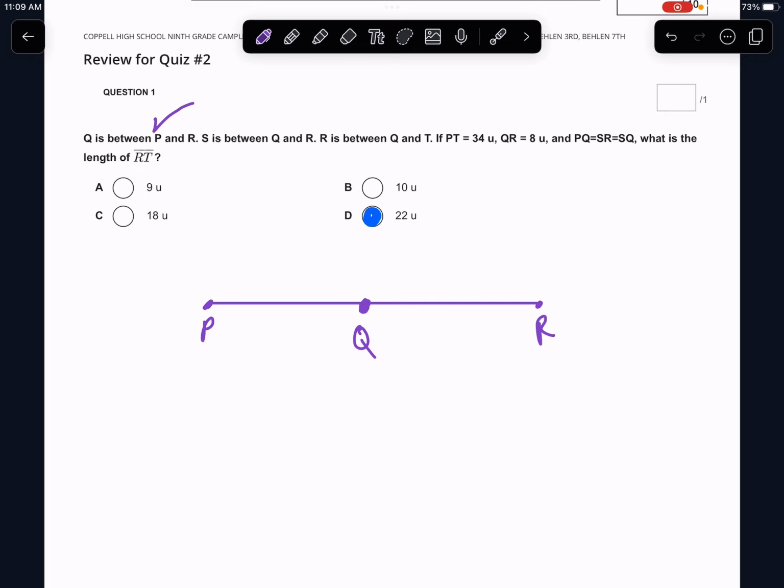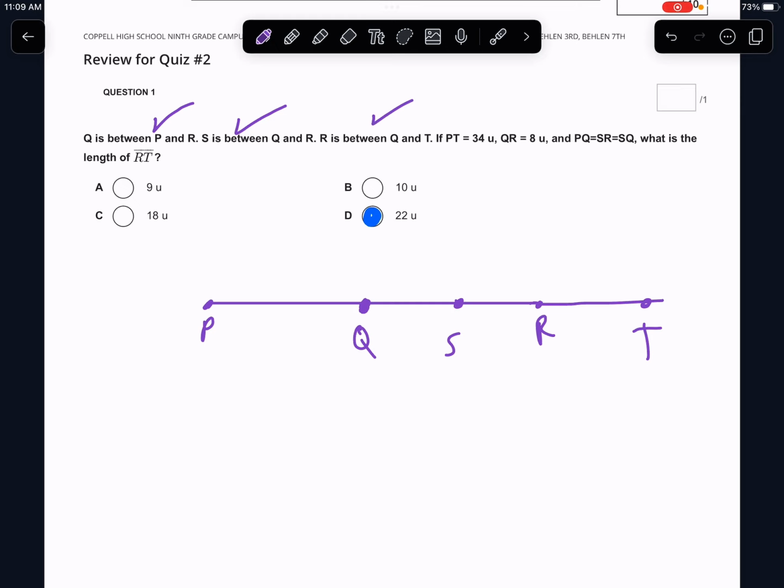S is between Q and R. So Q is between P and R. S is between Q and R. So S is somewhere over here. Maybe the middle, maybe not, I don't know. R is between Q and T. So R is between Q and T, so T's got to be somewhere over here to get R between Q and T. All right, got that.